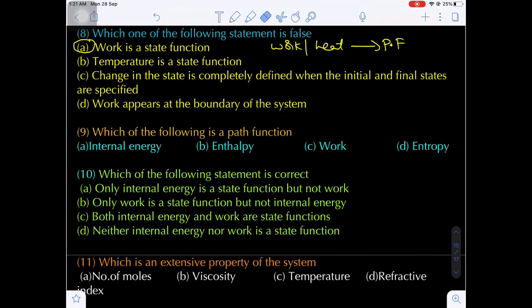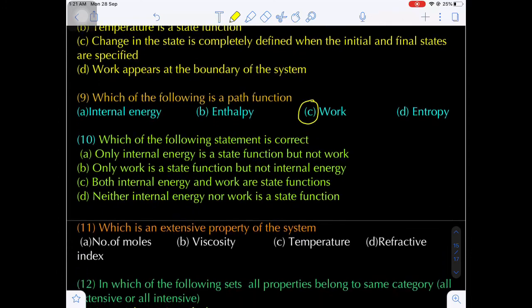Now the next question, which of the following is a path function? Just now I told you work and heat both are path functions. So here option C, if you see, work is a path dependent function.